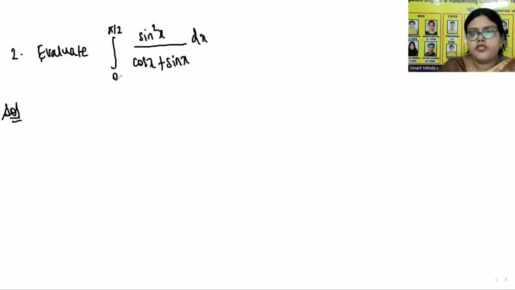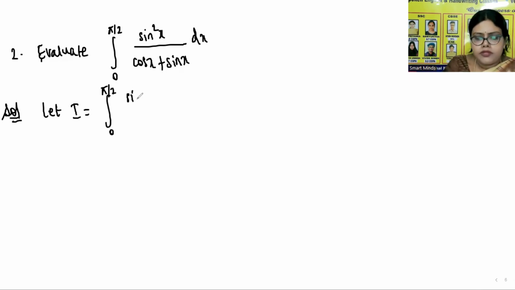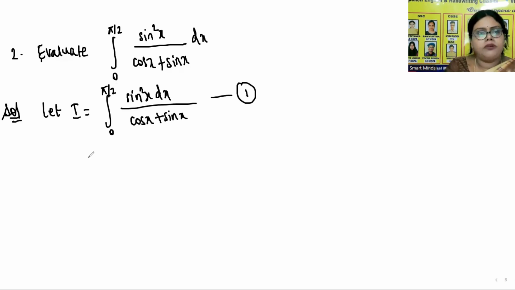Now take the next question. Evaluate integral 0 to pi by 2 sine square x by cos x plus sin x dx. So let us take I is equal to the given question, integral 0 to pi by 2 sine square x dx by cos x plus sin x. This is equation number 1.